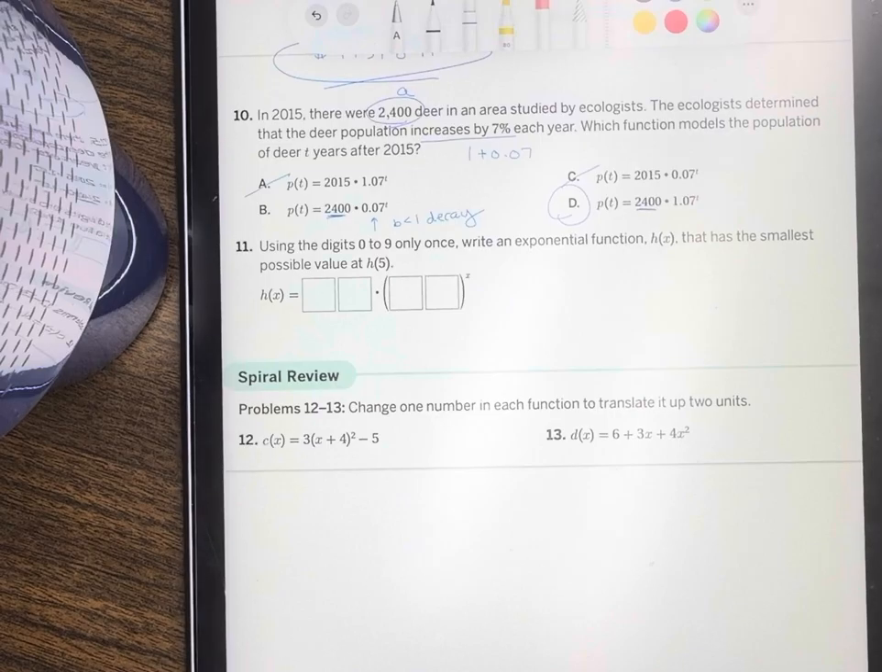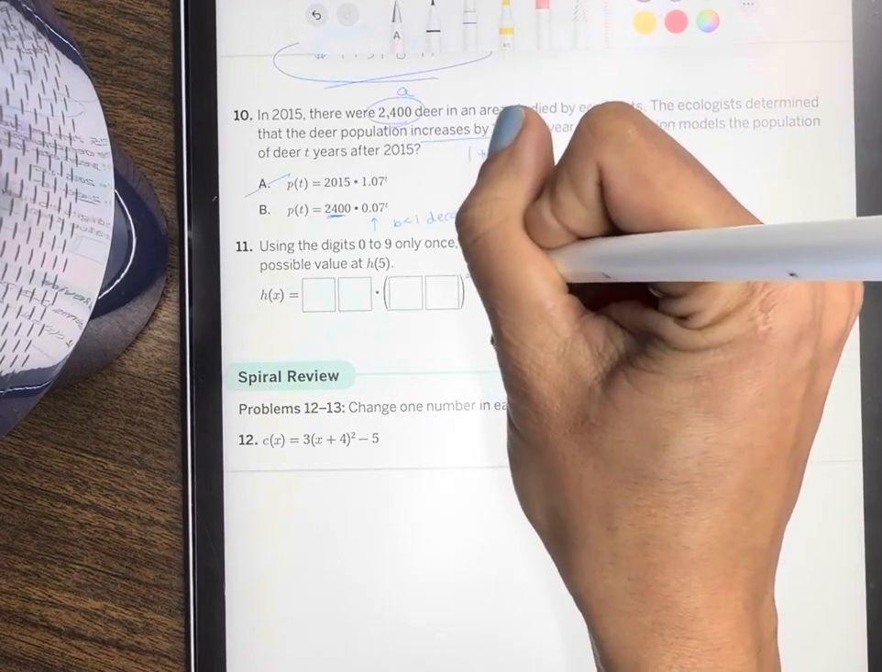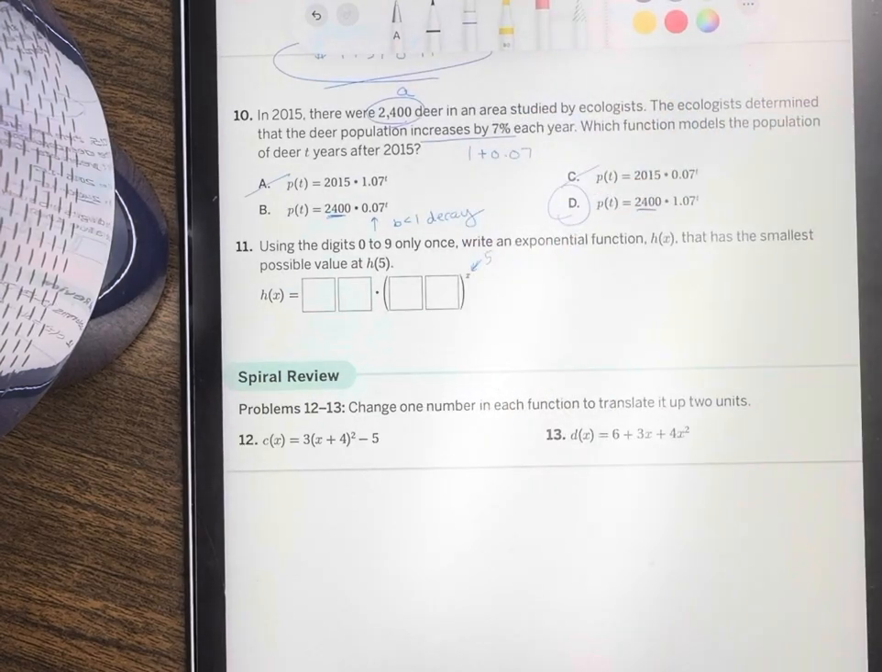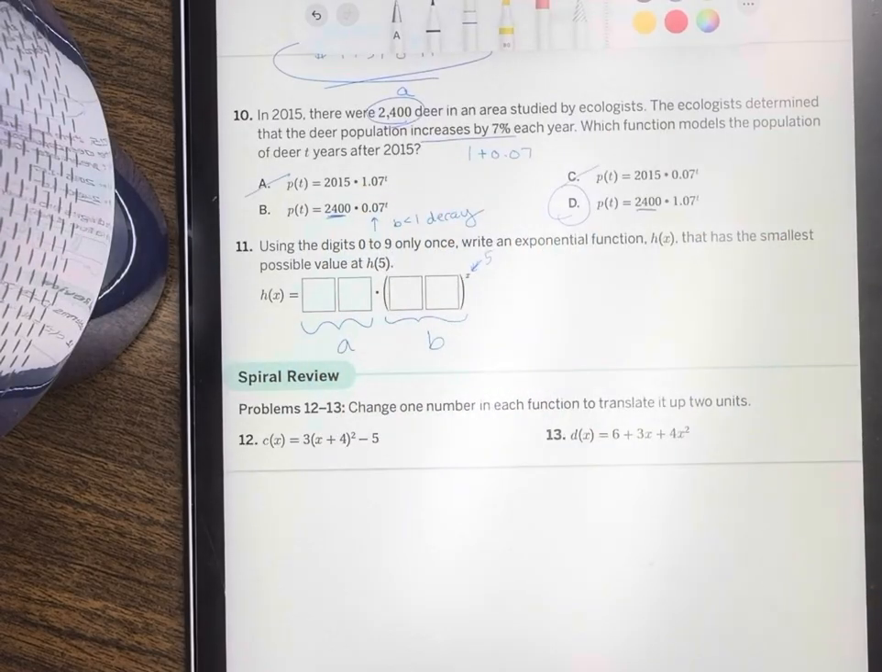Anyway, okay. Using the digits 0 to 9 only once, write an exponential function h of x that has the smallest possible value at h of 5. So that means x is going to be 5. And we want the smallest possible number we can get. I don't think it even matters as long as x is any positive number bigger than 1. Even 1. Anyway, not important. Here's the deal. This number right here, that's the base because this is A and this is B to the x, okay?